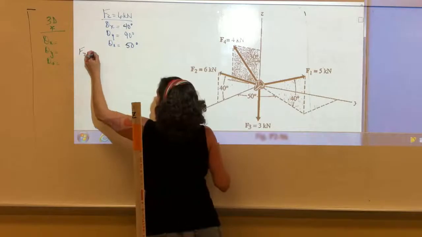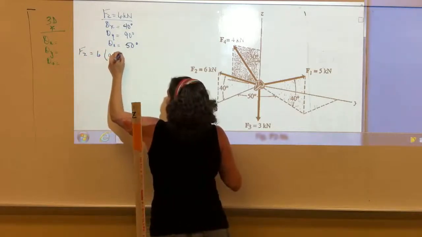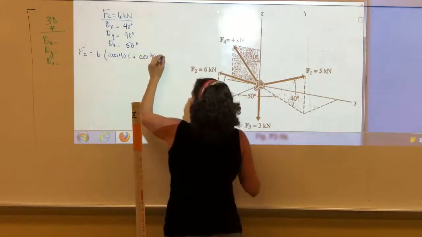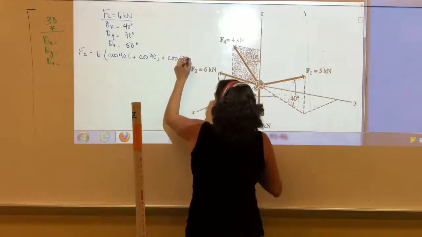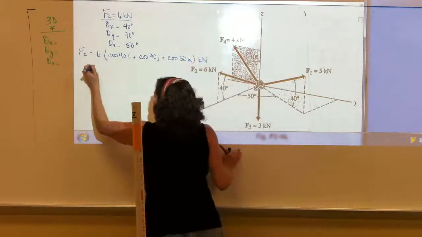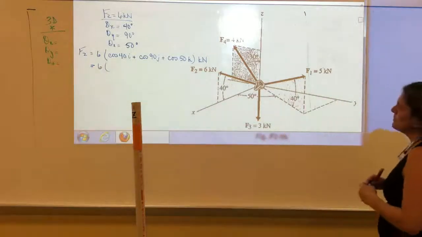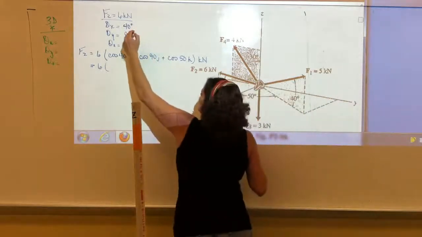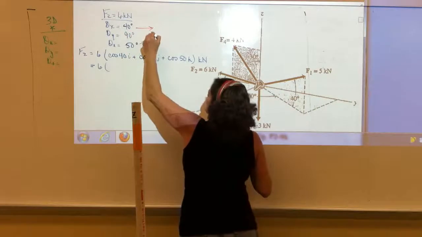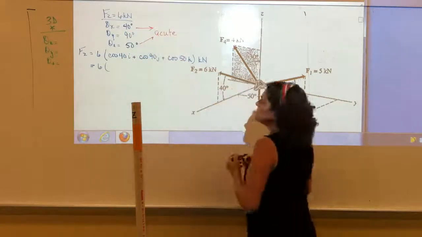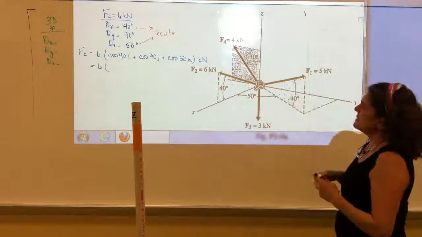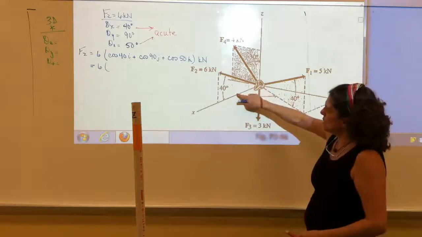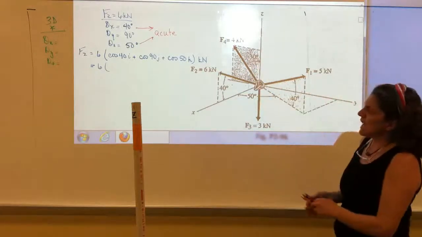Okay, F2 equals 6 cosine 40 times i plus cosine 90 j plus cosine 50 k kilonewtons. Looking at this, we're getting all acute angles. Notice these are all, well, I guess this is not, but this one and this one, they're both acute angles. What's that telling us? It's telling us that we're going to have positive values, because our force is acute angle to the axes.